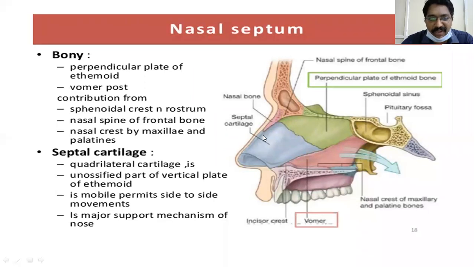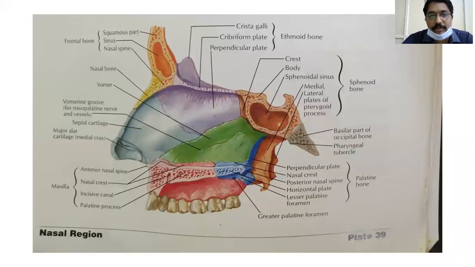Okay. Come to the quadrilateral cartilage. It's a major support to the mechanism of the nose. You can see, what is the roof of the nose formed by? The anterior sloping part is formed by the nasal bone, and the posterior sloping part is formed by the sphenoid bone, that's the body of the sphenoid, and the middle horizontal part is formed by the cribriform plate. Okay.